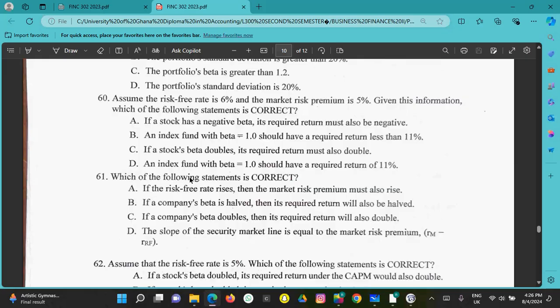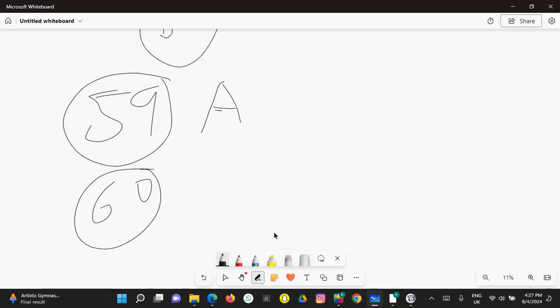An index fund with beta 1.0 should have a required return of 11%. This is because this plus this, multiplied by this, will give you 11%. That's why. So number 60 is G. Remember the formula for this already. That's why I don't want to see it.